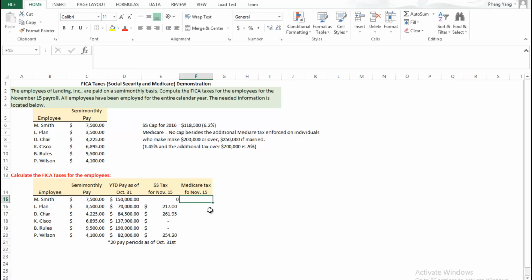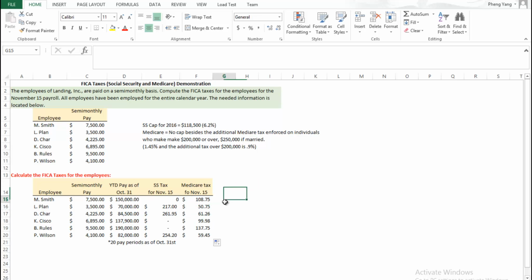For Medicare, remember that Medicare does not have a cap besides the additional tax of 0.9% imposed on individuals making over $200,000. And as you can see, as of October 31st, even if we add today's payroll to these amounts, we are not close to $200,000. So we don't need to impose any extra Medicare tax on the employees. What we will do is take their semi-monthly pay, multiply that by the 1.45% to get their Medicare tax, and we'll do that for all the individuals. And I'm just going to drag down my formula.